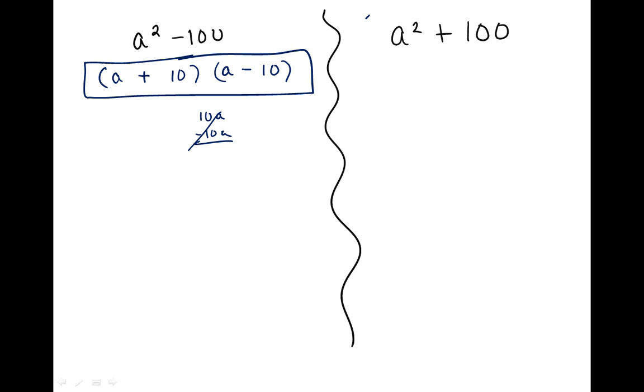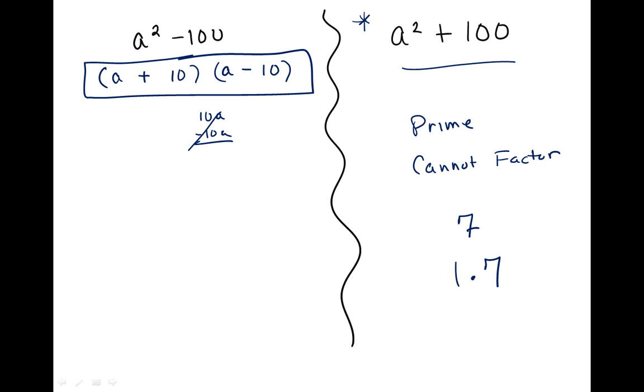Now this one over here is a sum of squares. This binomial is prime. You cannot factor it. Kind of like the number 7 is prime. The only factors of 7 are 1 and 7, 1 and the number itself. Okay? This guy cannot be factored.